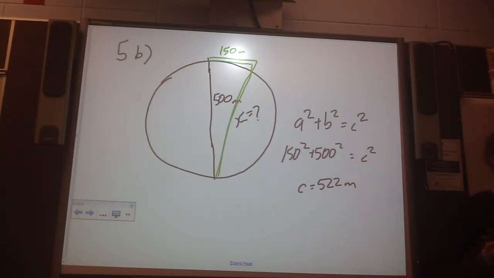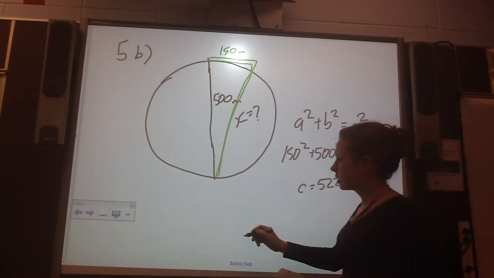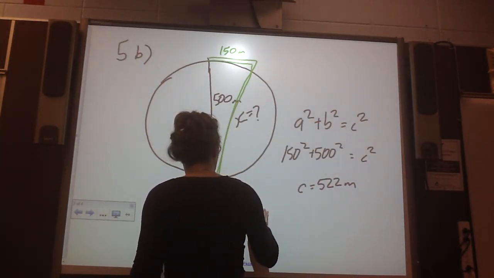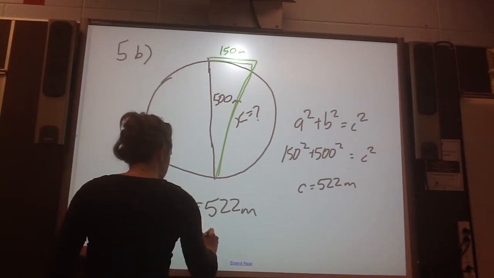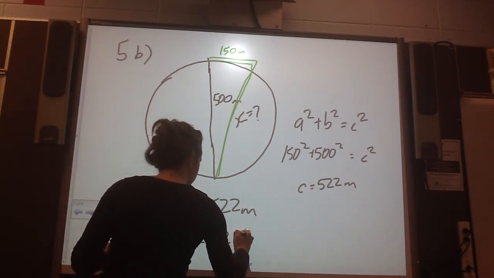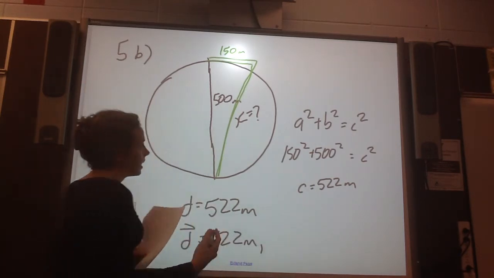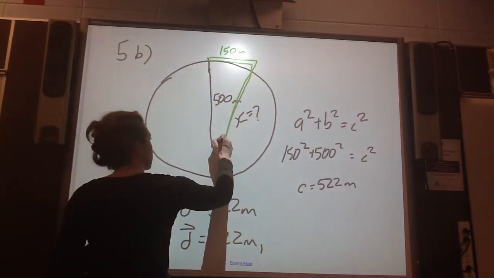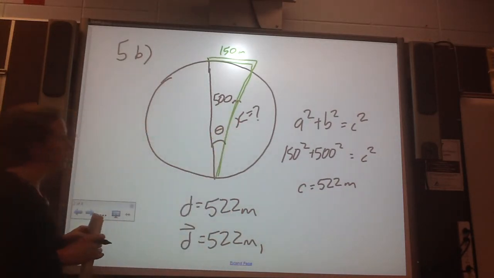Because there were no other directions or things she took, I know that my distance, d, is equal to 522 meters. But then I also need to have my displacement for this answer. So 522 meters. Now I have to give my direction. Well, I can figure out the angle here using trigonometry. So I'm trying to find now theta of this angle.